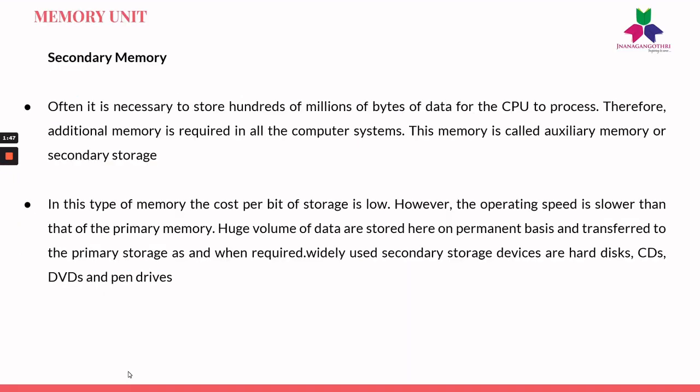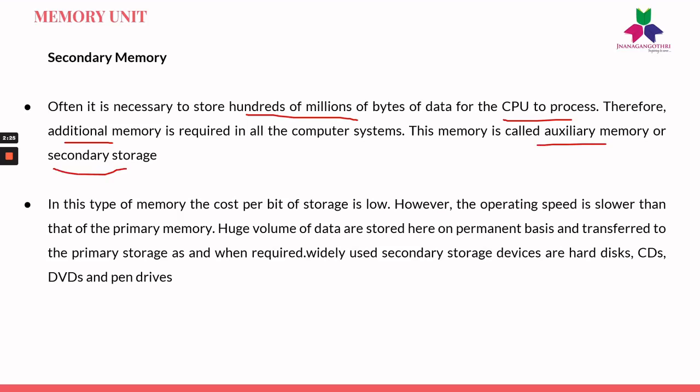Moving on to the next slide. Secondary memory. So as we saw in the last slide, cache memory or the primary memory is a very expensive memory and also the storage there is very limited. So we need a secondary memory where we can store hundreds of millions of bytes of data for the CPU to process. So this additional memory is required in each and every computer system in order to store a large amount of data. This particular type of memory is called auxiliary memory or secondary storage.